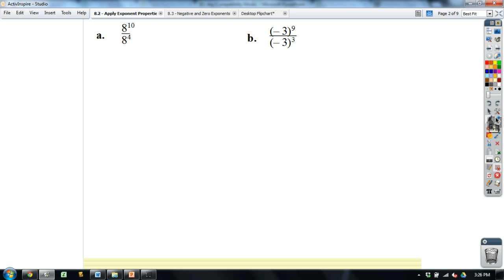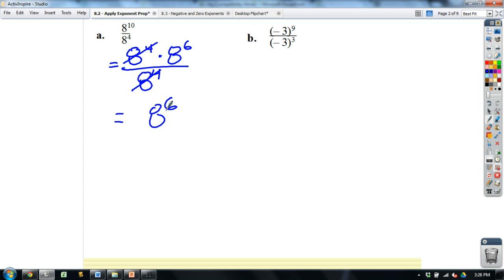Okay? It's 8 to the 10th divided by 8 to the 4th. What this is going to look like is, I can rewrite 8 to the 10th as 8 to the 4th times 8 to the 6th, and I'm going to divide this by 8 to the 4th. Well, this and this cancel out to make 1, which leaves me with 8 to the 6th. And the general idea here is if I'm dividing, then some of them will cancel, and if they cancel, then I'm really subtracting those amounts.